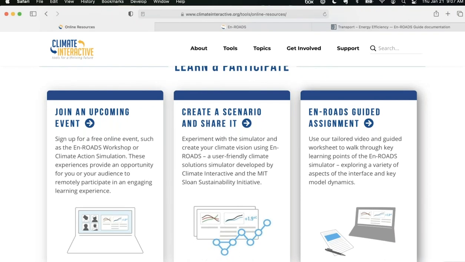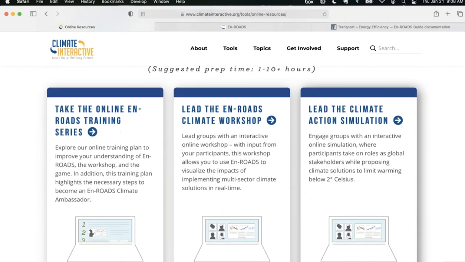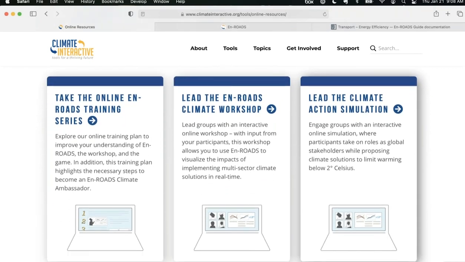That's the most popular way that I have seen educators using En-ROADS with their classes, of just co-creating a scenario. If maybe you want something that is more of a take-home assignment, we have a guided assignment, a homework assignment that you can give to your students, and they can use En-ROADS on their own to create a scenario. We also have a role-playing game called the Climate Action Simulation. This is for people who are looking for a really robust experience.